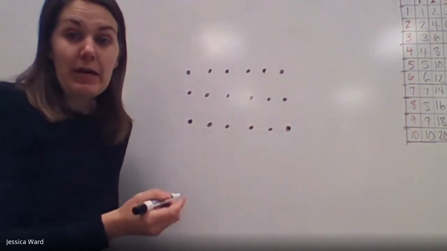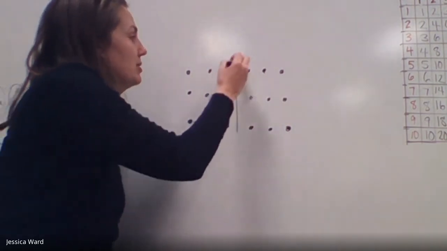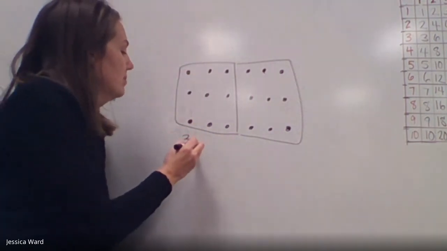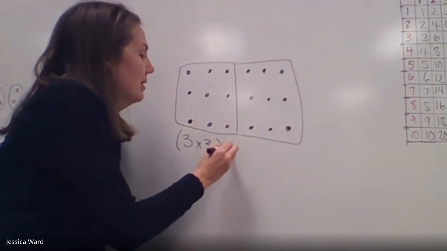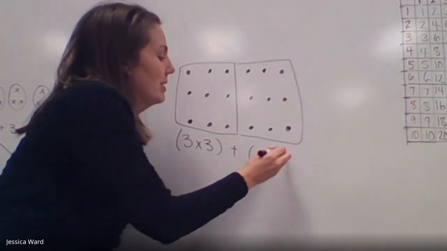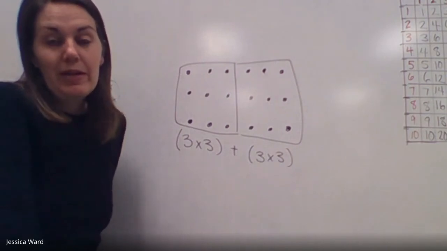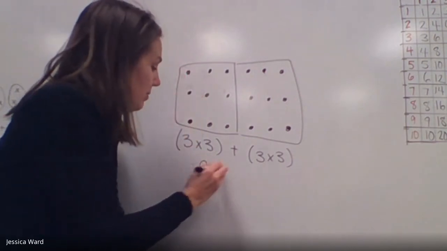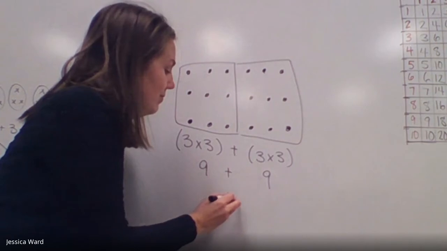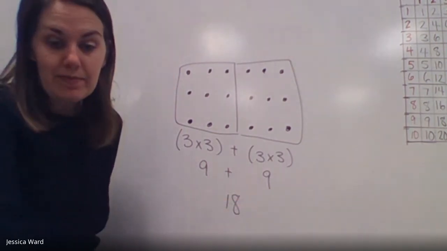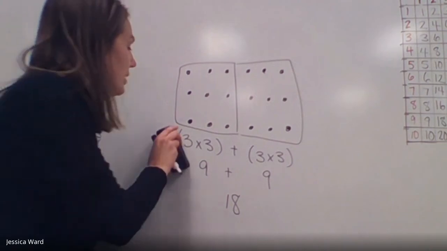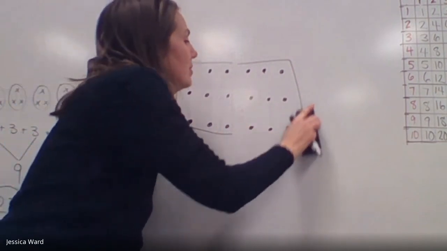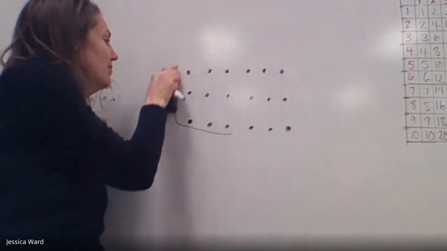So one way that I could break up my array is to, once again, just split it directly in half, and then I have 2 groups. I have 3 times 3 over here, and 3 times 3 over here. So I could think of that as 3 times 3, 6, 9, plus another 9 gives me a total of 18. Or let's go ahead and split it a different way. I'm going to use my same array, but I'm going to erase the lines showing how I divided it that first time.